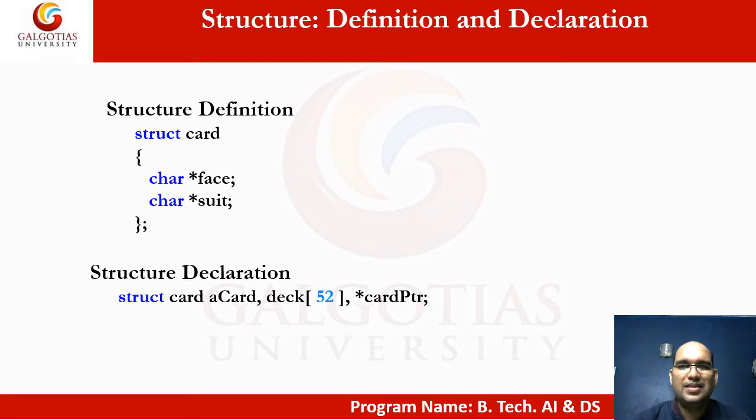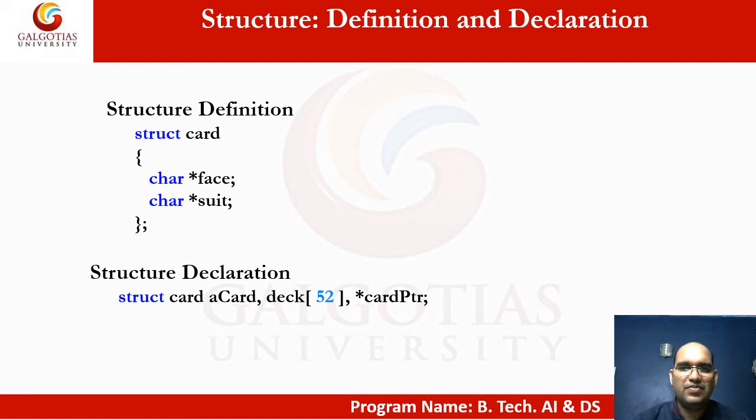Now let's see the example for definition and declaration. When we are saying structure definition, here struct card. In this structure card, we have two members. One is the face and one is the suit. Both of them are pointer variables, meaning face is a string and suit can also be used as a string, right? Second is your declaration.